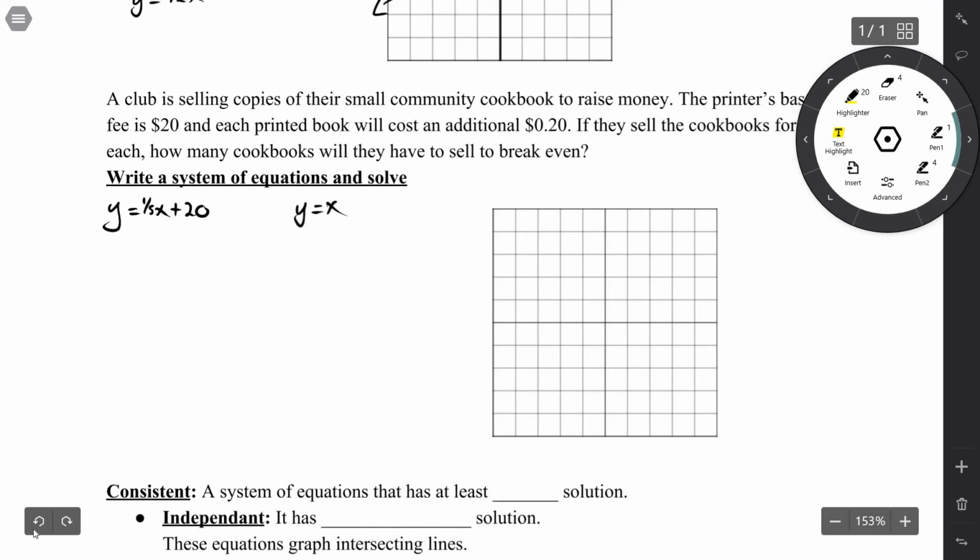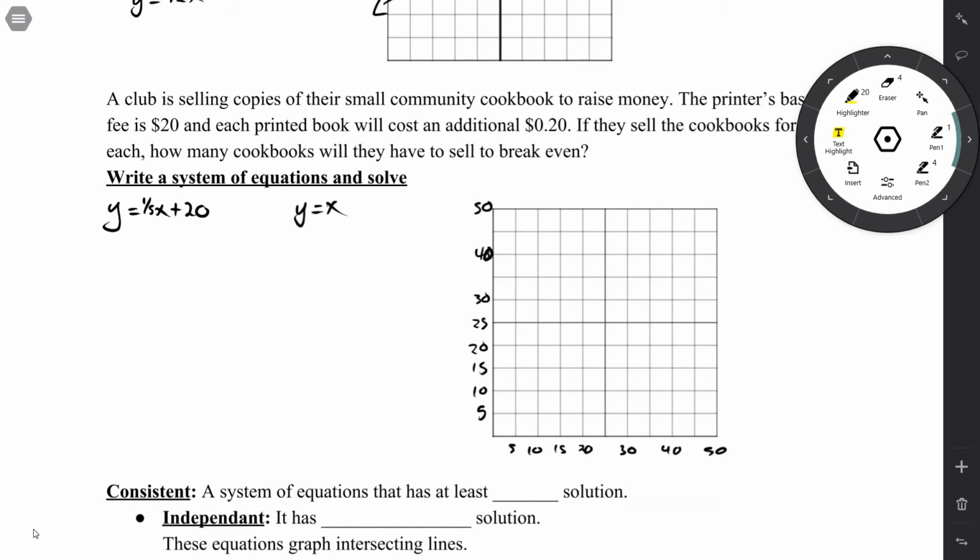Now we just graph these out. For this one, I'm going to count up in increments of 5. So 5, 10, 15, 20, 30, 40, and 50. You don't need to fill in every single one as long as we know clearly what the scale is. This first line, the intercept is at 20. That's where it's going to start, and it's going to go up 1 for every 5 that it goes over. So we'll go all the way over here, right there. Let's graph that out with a straight line.